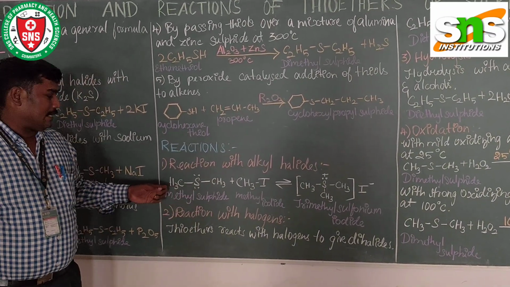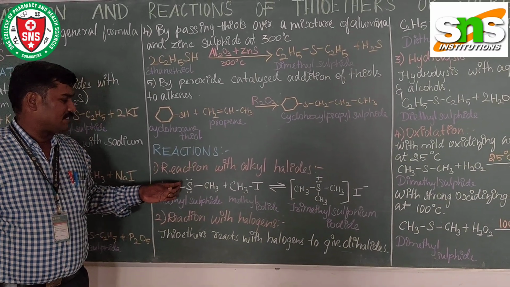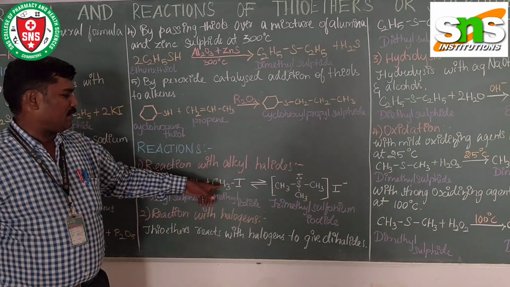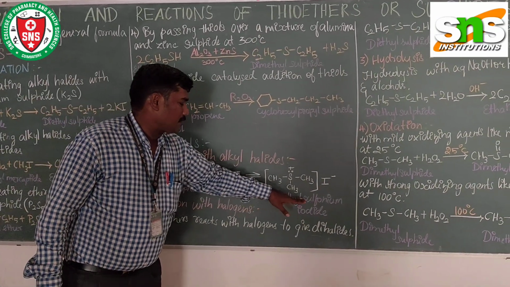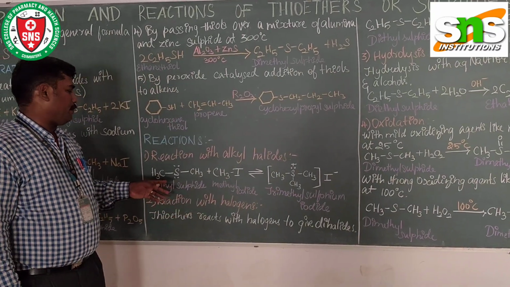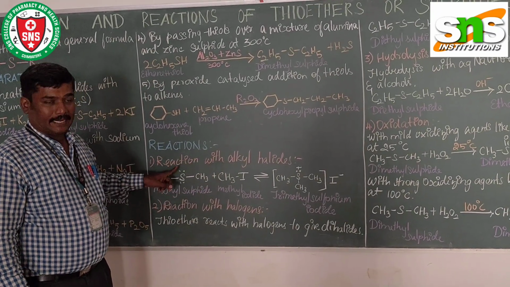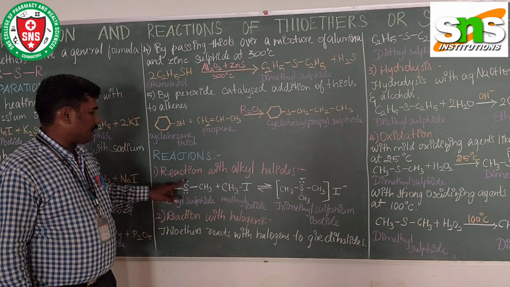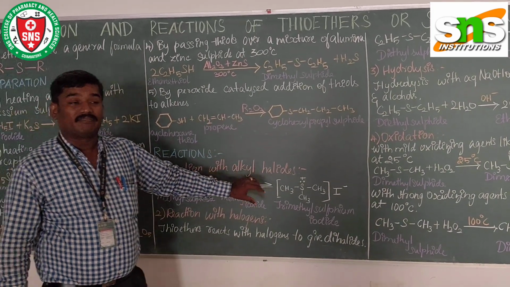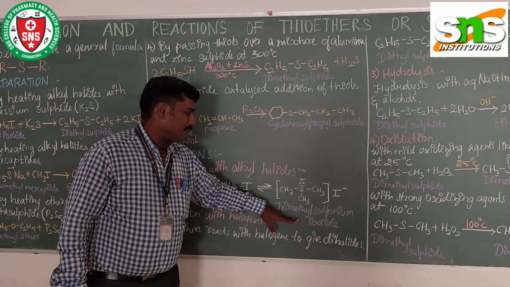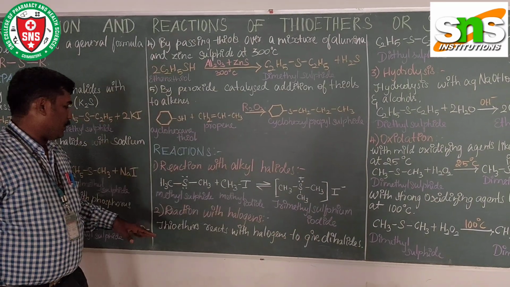Then the next reactions. Here we have taken dimethyl sulfide, CH3SCH3, and treated it with methyl iodide. What will happen? Trimethyl sulfonium iodide will be formed. CH3 will be added here, as well as iodine, so that will give the salt trimethyl sulfonium iodide.